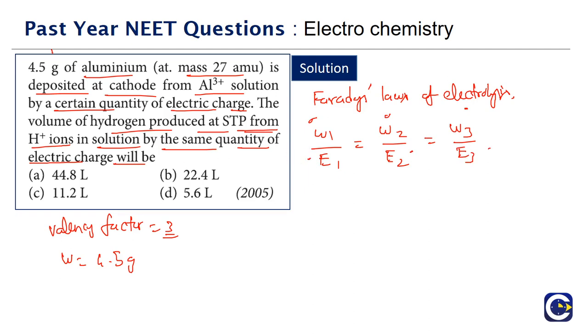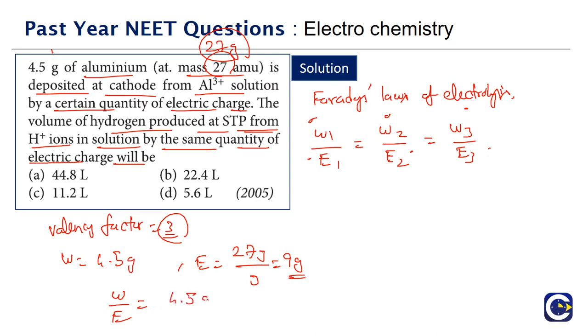for aluminum, the atomic mass is 27. What is the valency factor? Valency factor is 3, the charge on the ion. So the equivalent weight of aluminum will be 27 by 3, which is equal to 9 grams. So atomic mass is 27 AMU means the gram atomic mass is 27 grams, and the equivalent weight of aluminum is 9 grams. If you look at the ratio, weight by equivalent weight of the substance, it is 4.5 grams by 9 grams, which is equal to 1 by 2. This is the ratio of weight by equivalent weight.